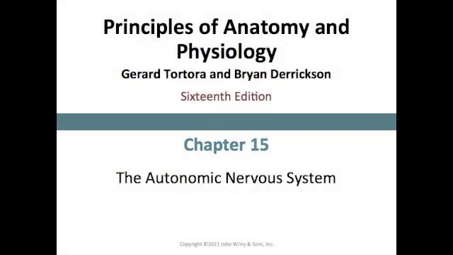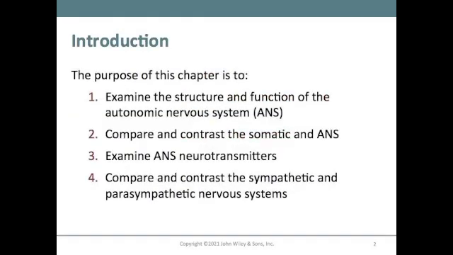Autonomic nervous system, chapter 15. The purpose of this chapter is to examine the structure and function of the autonomic nervous system, compare and contrast the somatic and autonomic nervous system, examine the autonomic system neurotransmitters, and compare and contrast the sympathetic and parasympathetic nervous systems.